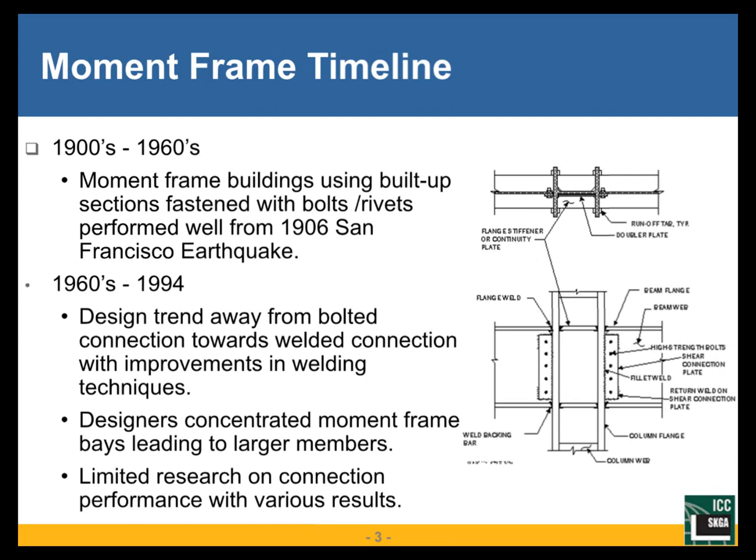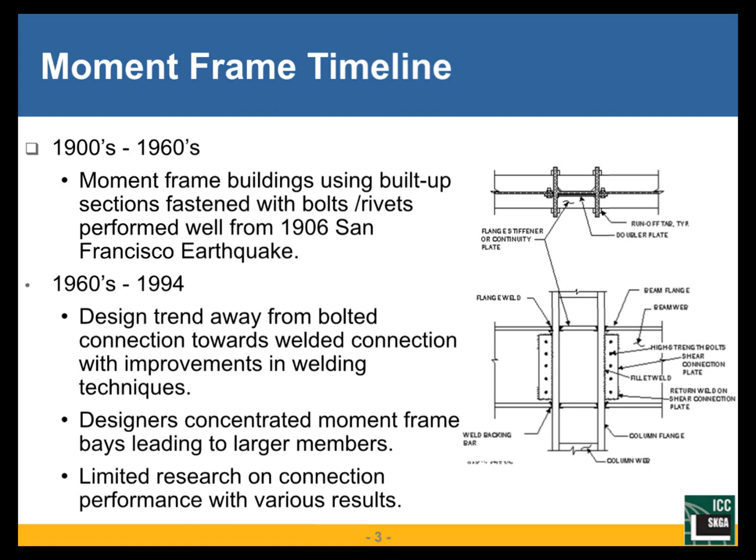So starting with a little bit of the history of moment frame design, the steel frames that were put together at the turn of the century, in the 1900s, were still done using a rivet connection, and the built-up section with the mechanical fastening system using the rivets actually performed pretty well in terms of the lateral loads and lateral movements.